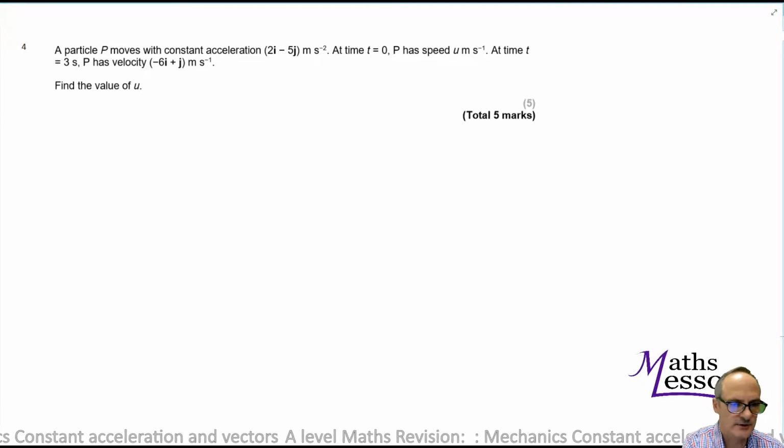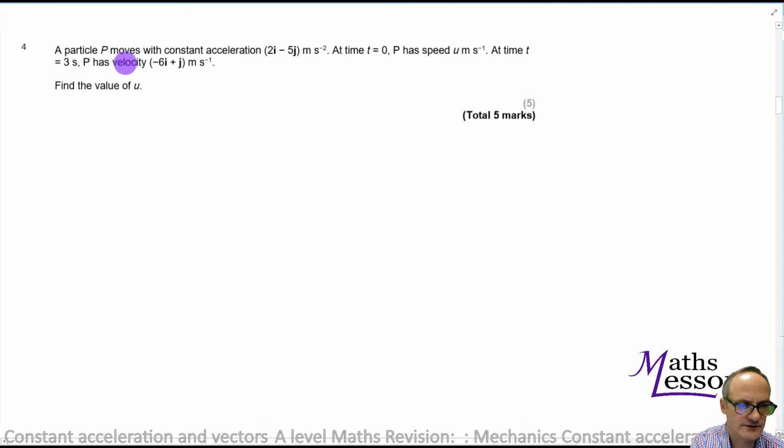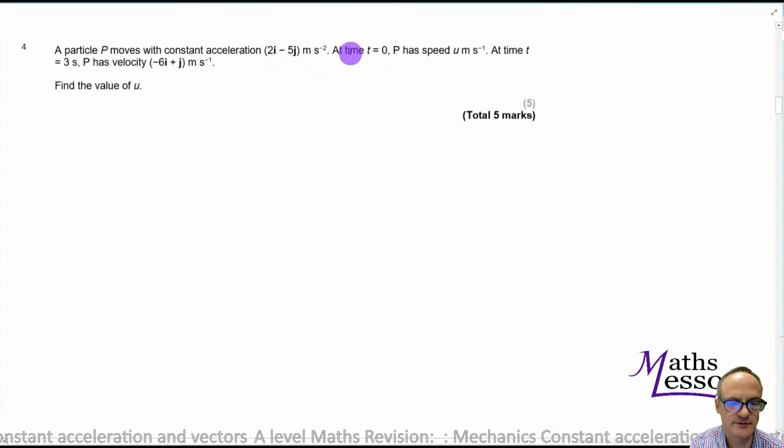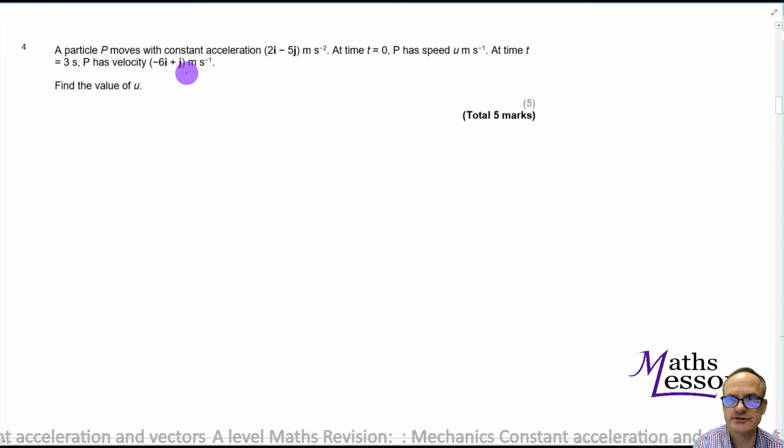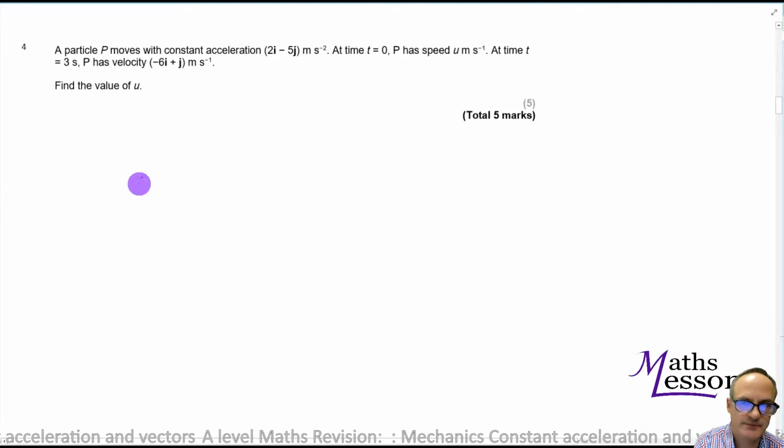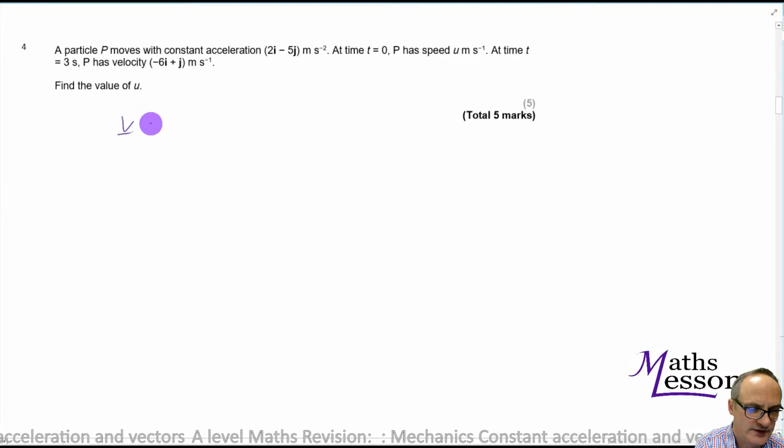Okay, so here we go. Looking at this question, particle P moves with constant acceleration (2, -5)j metres per second squared. At time t equals 0, P has a speed u metres per second. At time t equals 3, P has a velocity of 6i plus j. So we could use v equals u plus at.